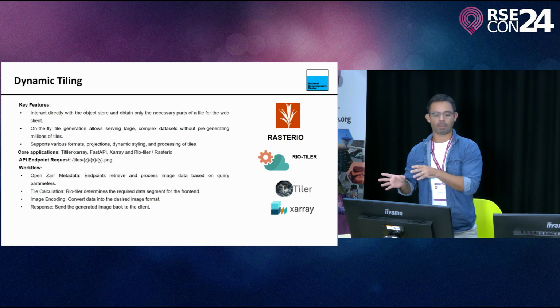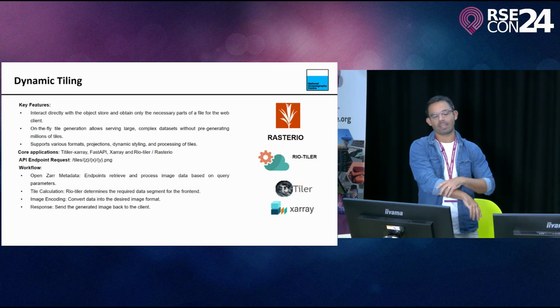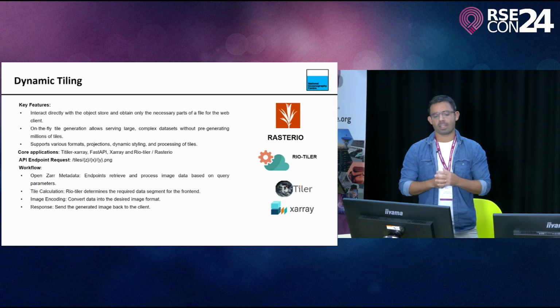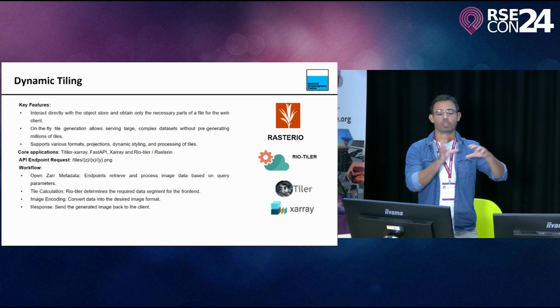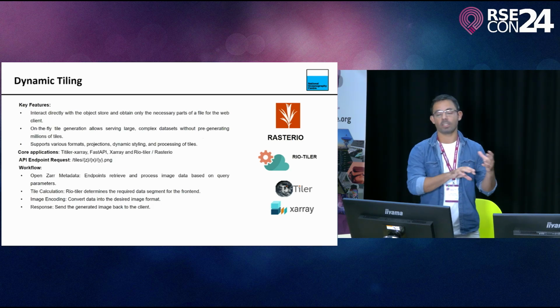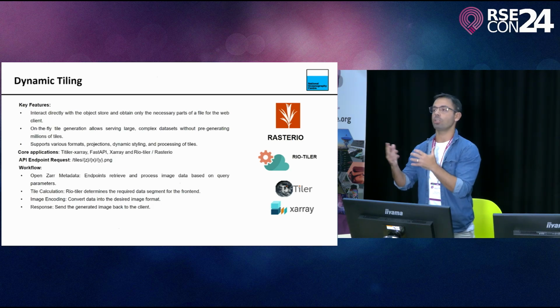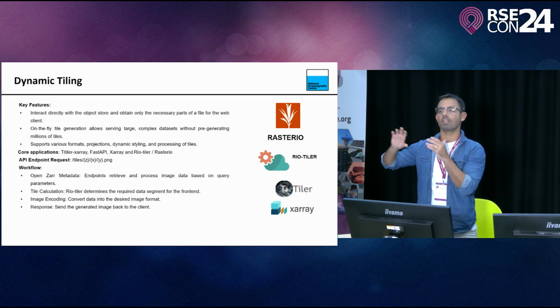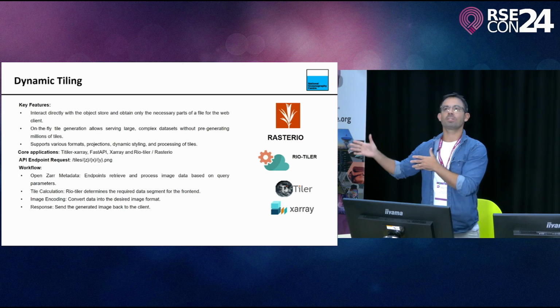From the front-end application, we make an API request to an endpoint, sending Z, X, and Y as the position on the map. The workflow on the back end opens the Zarr metadata, verifies the position of the part of the file that you need, converts it to an encoded image, in this case a PNG image, and sends that image to the front end. And from the front-end application, you see the image on the map.